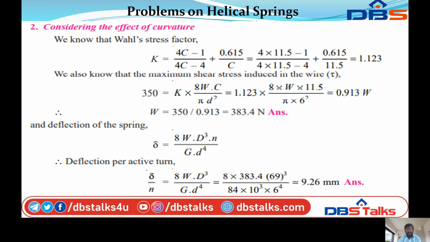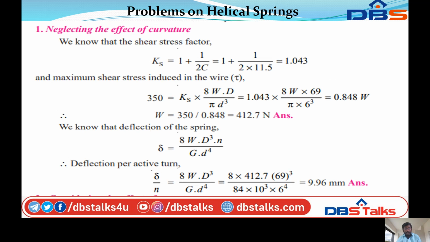And the deflection of the spring delta is equal to 8 into W into D cube into N by G into d power 4. So deflection per active turn, delta by N. So we can calculate delta by N is equal to 8 into W into D cube by G into d power 4. So substitute the values, that is equal to 8 into 383.4 into 69 whole cube divided by 84 into 10 cube into 6 power 4, that is equal to 9.26 mm. So delta by N is equal to 9.26 mm.